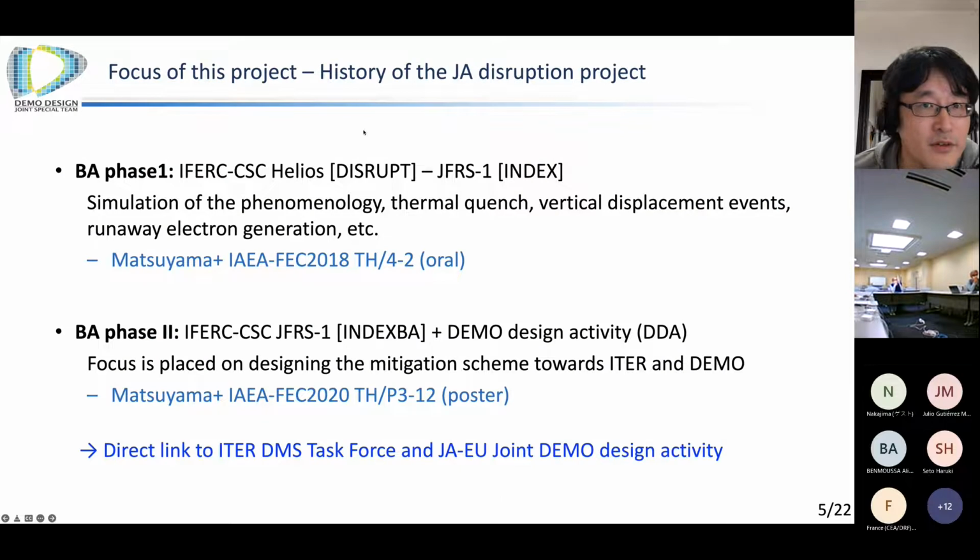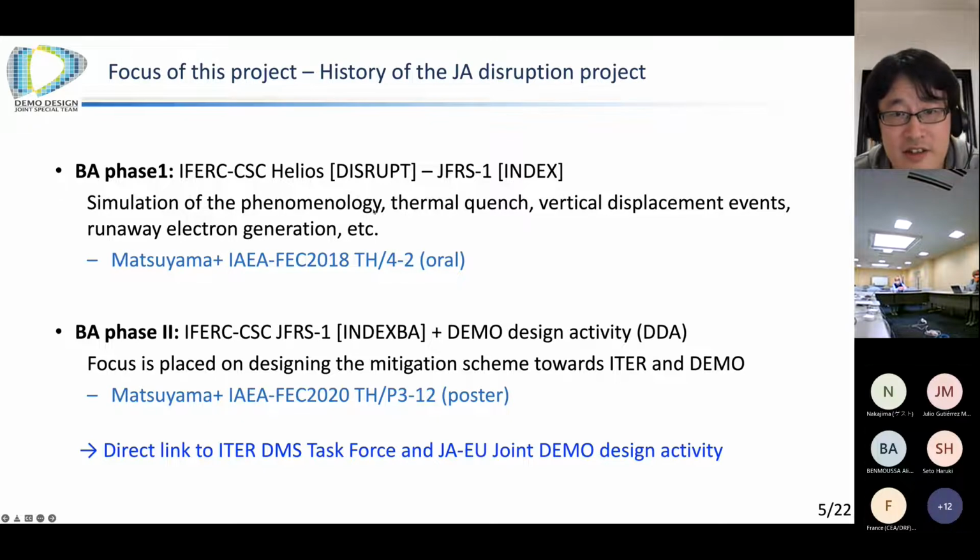And based on this importance of the research, we are starting the project. We are continuing the project for the research on the disruption from the age of the IFERC CSC Helios and from 2012. And in the early simulation phase, let's say the BA phase 1, we have focused on the simulation of the phenomenology, let's say the thermal quench, vertical displacement events, and the runaway electron generation, and so on.